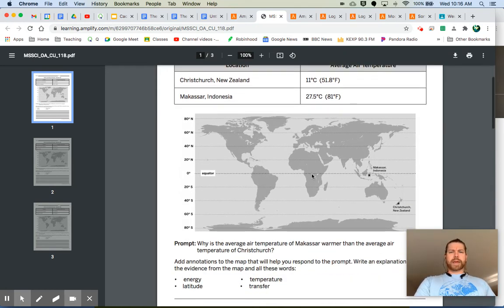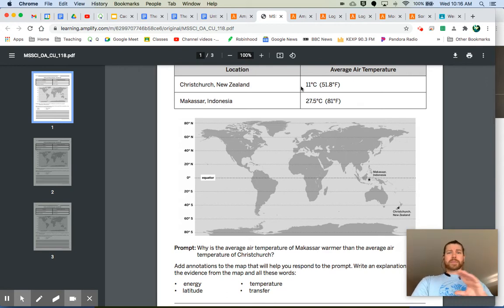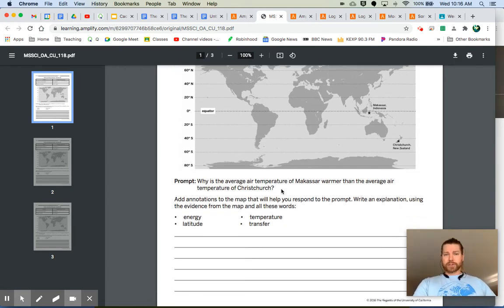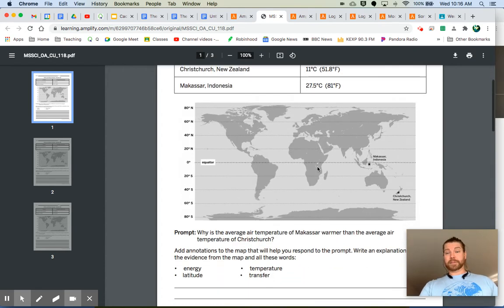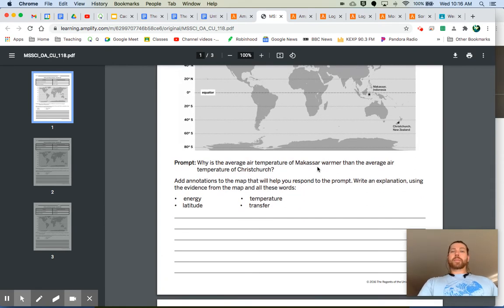Each one of them has a map on it, some information about temperature of 2 locations, and then asks a question. So for this one, the prompt is, why is the average air temperature of Makassar warmer than the average air temperature of Christchurch? So we can see, okay, average air temperature of Christchurch, New Zealand is 11 degrees Celsius, and this place in Indonesia, 27.5 degrees Celsius. Wow, that's pretty warm. That's extremely warm. But why?